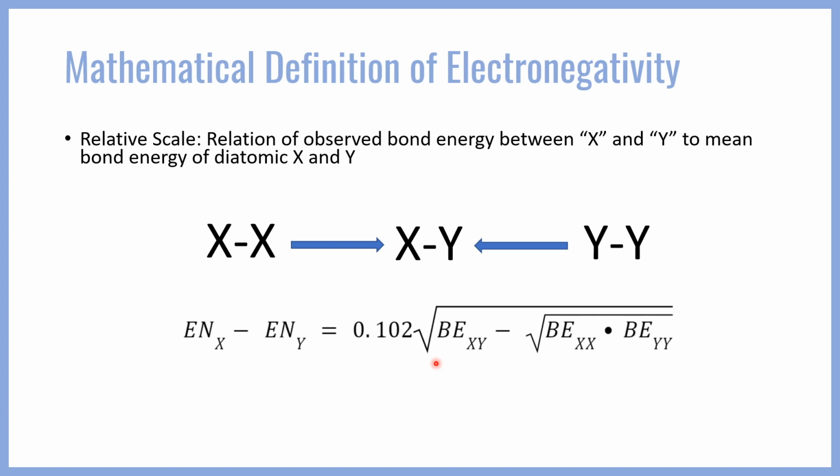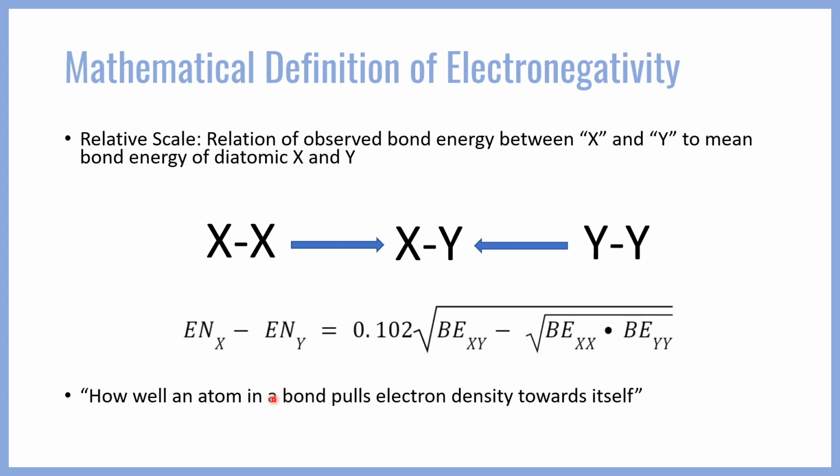And so this equation, which tells us the difference in bond energies between these, is also in effect giving us a measure of how much more polar this bond is than these two, right? We know these are 0, and so this is an effective measure of the absolute bond polarity of the XY bond. But again, this is a relative scale, right? We're only talking in terms of the electronegativity difference with this equation. So first off, the phrasing, how well an atom in a bond pulls electron density towards itself, comes from this expression, the polarity of this equation.